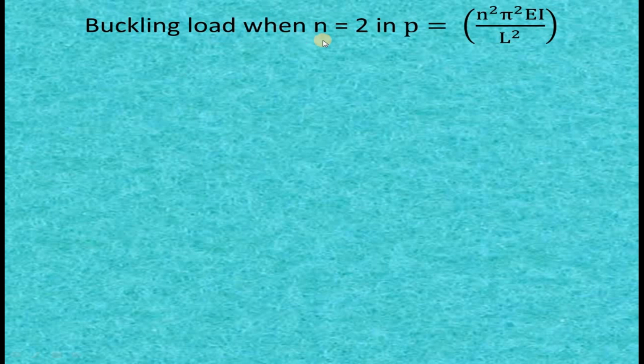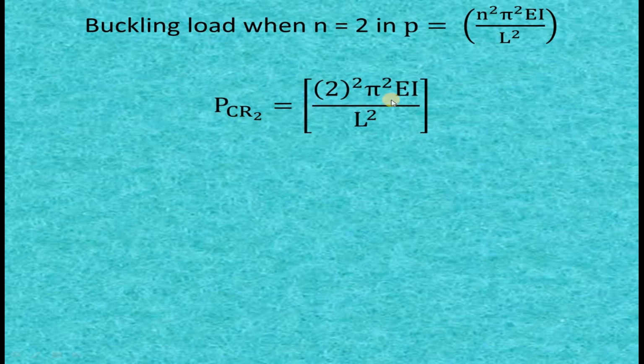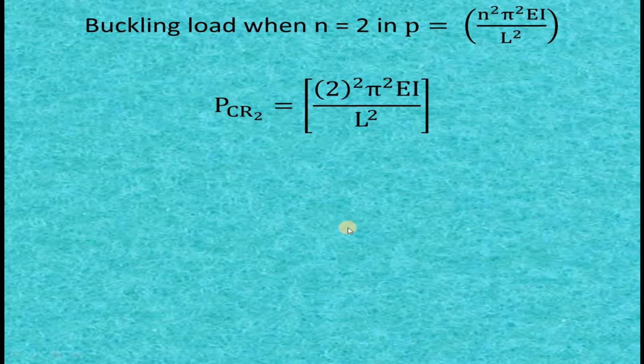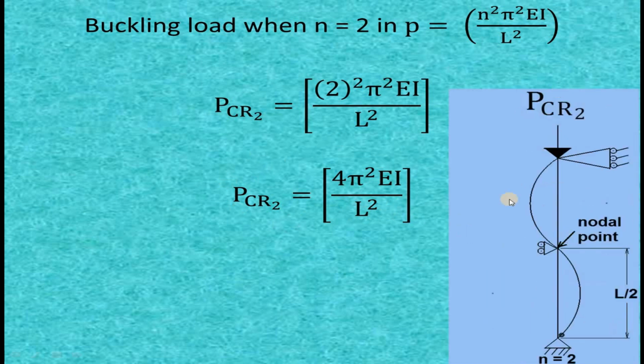Now we will find the formula for buckling load when the column has two nodes. Therefore we will substitute n equal to 2 in the buckling load formula. So the next step will be PCR2 is equal to 2 square pi square EI by L square. This PCR2 is nothing but buckling load of the column when it has two nodes. Okay. Therefore PCR2 is equal to 4 pi square EI by L square. And this is the picture of the column which has two nodes, and this is the formula of buckling load when the column has two nodes. Okay.